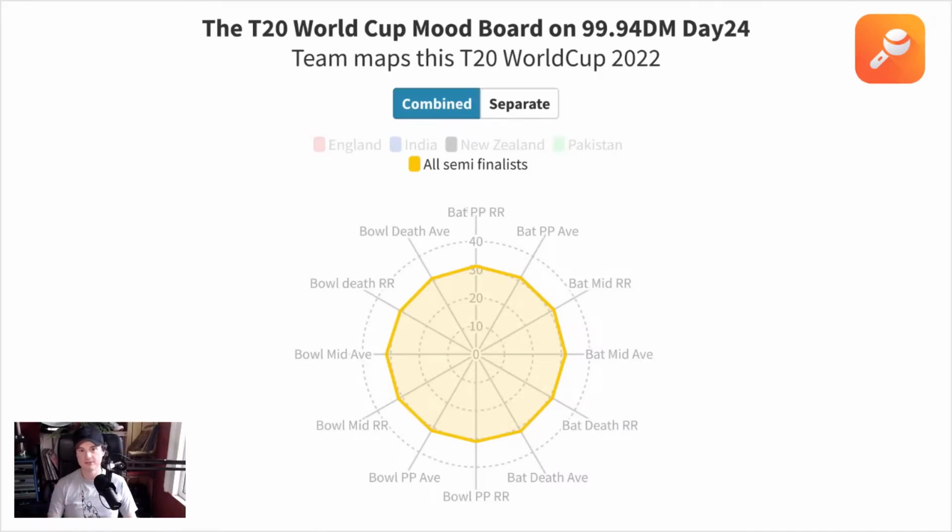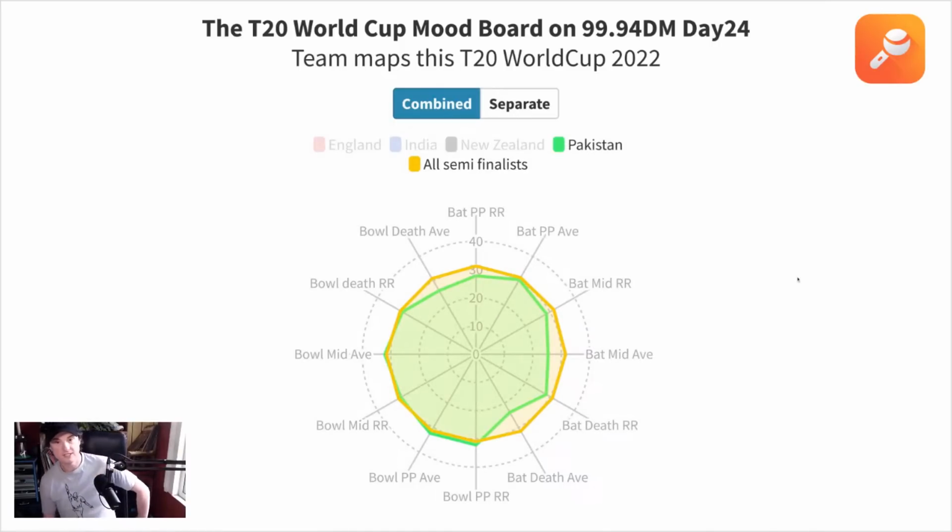But essentially what I'll be doing for each team is just going around the wheelhouse here, starting at the batting power play and going all the way around to the bowling at the death. All right, so we'll start with Pakistan because Pakistan, New Zealand is the first game, and also I started with New Zealand yesterday, so let's change it up a little bit.